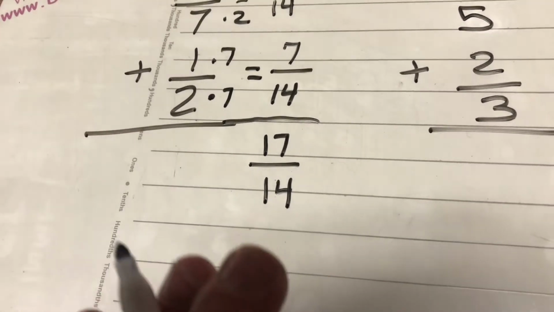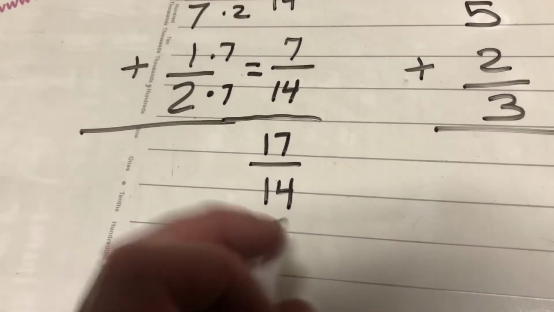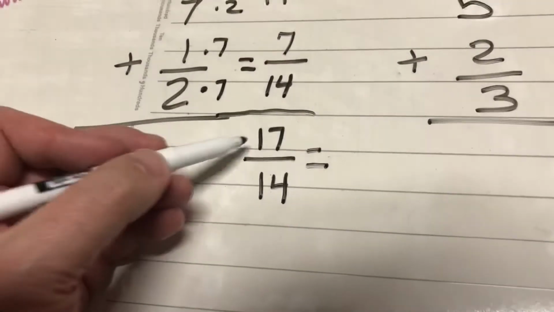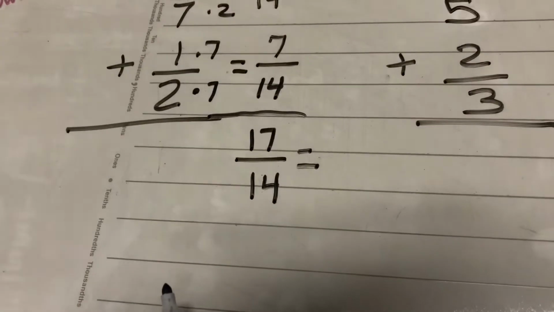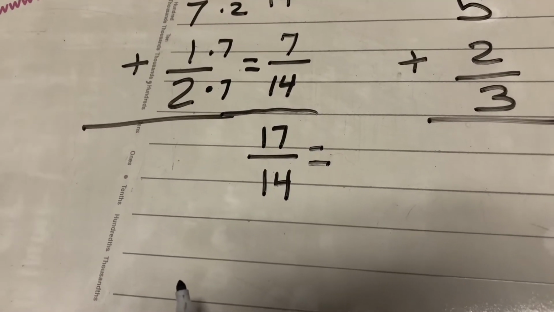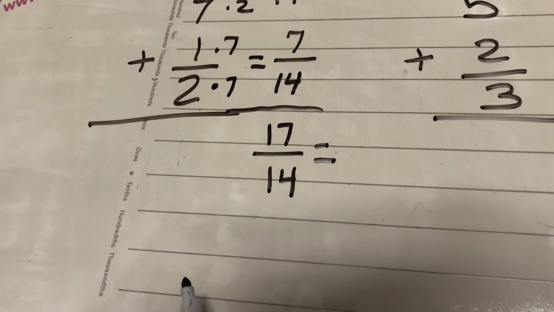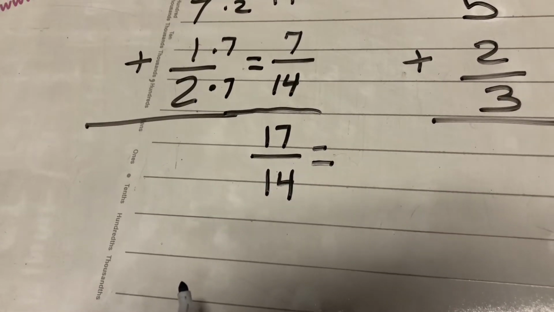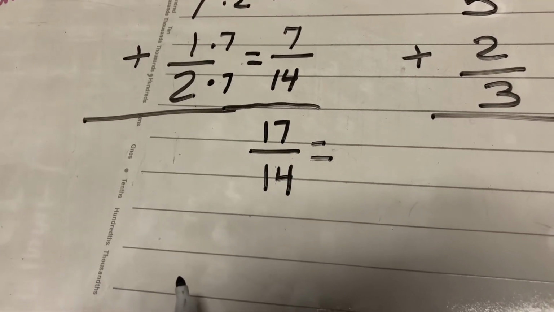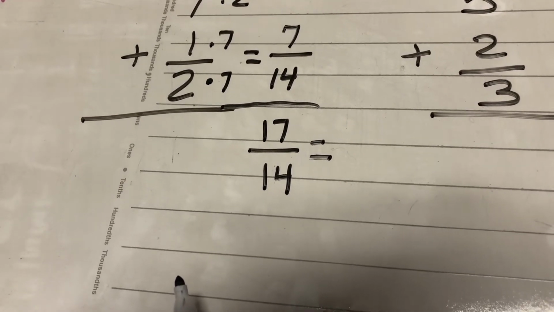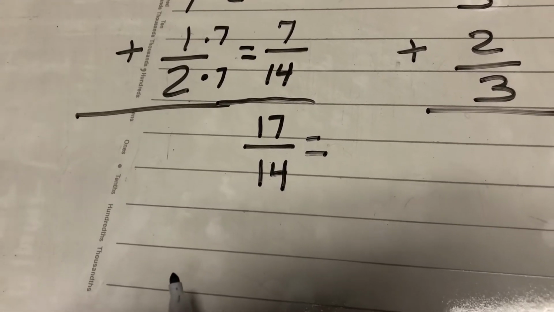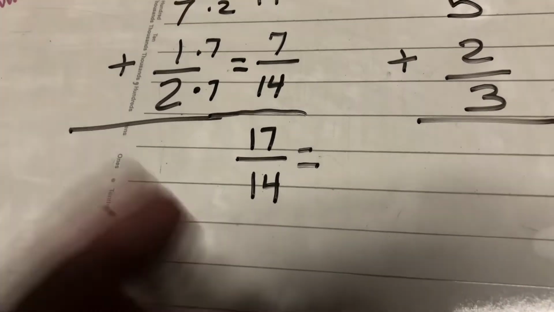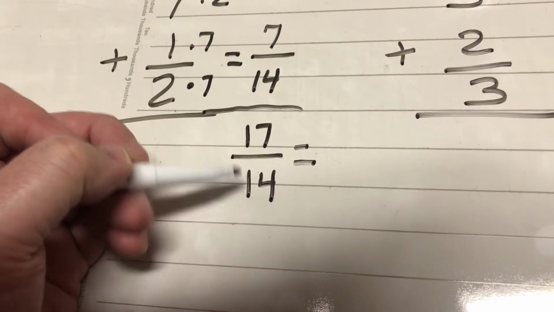Well, how do I make a fraction into a mixed number? Well, this is what I do. Remember, a fraction is just a fancy way of writing a division problem. As fifth graders, that's going to be something I start pointing out to you more and more. A fraction is just a division problem. As you get older into 7th grade, 8th grade, high school, it's just going to be expected that you understand that when you see a fraction, it means division. So this is 17 divided by 14.